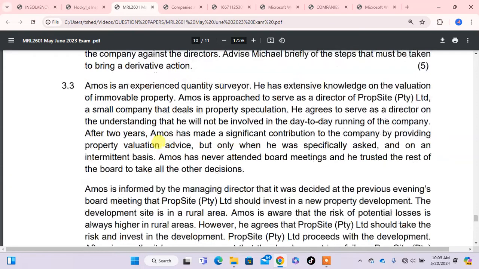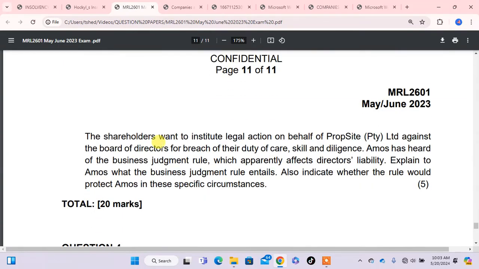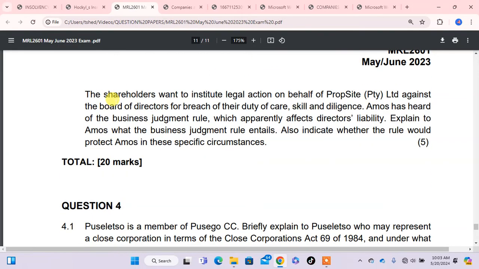Okay, this is the big scenario. It involves Amos. However, there's this one: the shareholder wants to institute legal action on behalf of Props Camp Ltd against the board of directors for breach of their duty of care, skill, and diligence. Amos raises the business judgment rule, which apparently affects the directors' liability. Explain to Amos what the business judgment rule entails. Also indicate whether the rule will protect Amos in these specific circumstances.